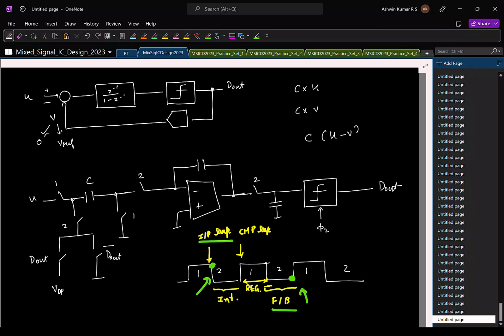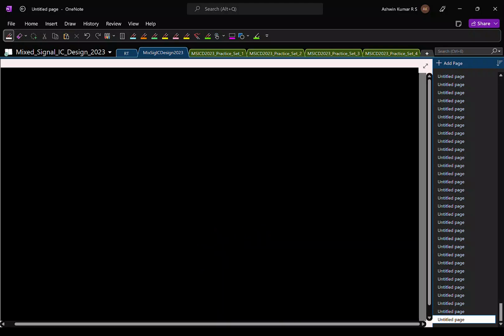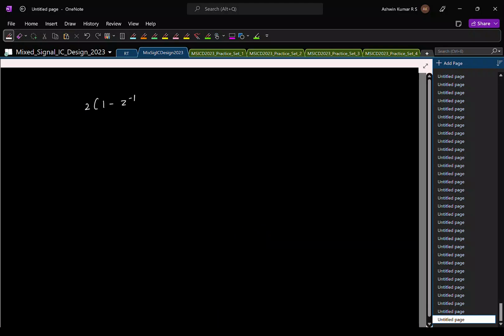Okay. Cool. And in fact, you should go back and check your midsem question paper. There, if you remember, there was one question on charge conservation, and you were asked to find the transfer function, and the result was 2 into 1 minus z inverse. Now that should strike something. Does it resemble something? NTF. It's an NTF. Now we can go back and check.